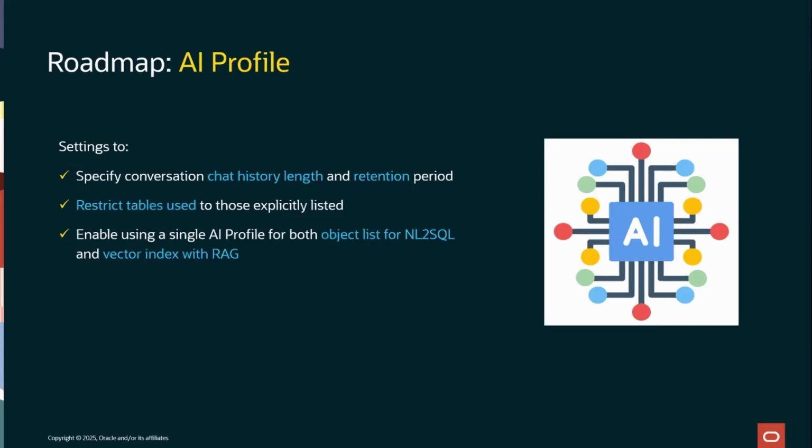And currently, you create a separate AI profile depending on whether you want to use NL2SQL or RAG. And this third feature enables using a single AI profile that enables both SQL generation and RAG. Select AI uses the LLM to help determine where best to get the answers depending on the prompt.